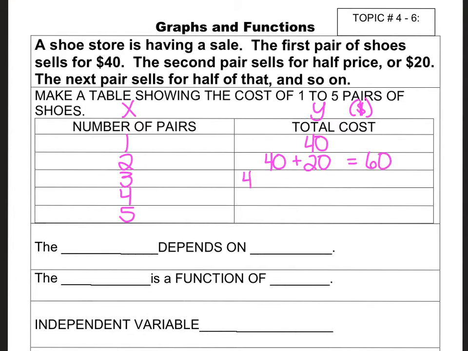So then if we were to buy 3 pairs, we still have to pay $40 for the first, $20 for the second, but then it's half of the $20, so we only pay $10 for that third pair of shoes. So we pay $70. And then for 4 pairs of shoes, $40 for the first, $20 for the second, half of that, $10 for the third, and half of that, $5 for the fourth, for $75. So this is my type of shoe sale. I like this shoe sale.